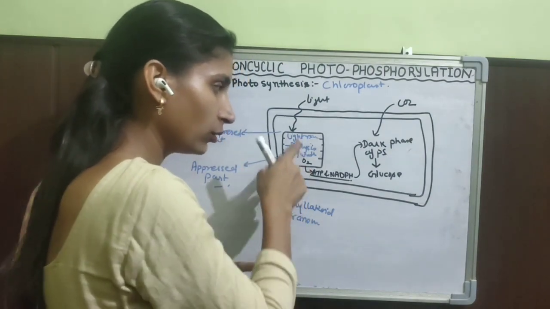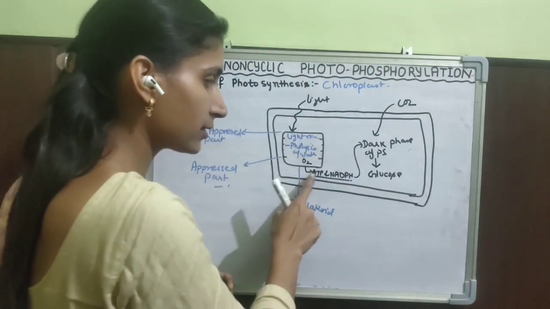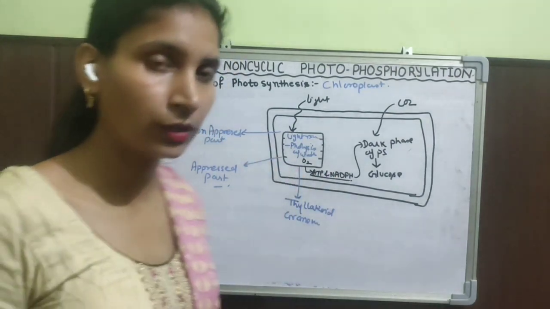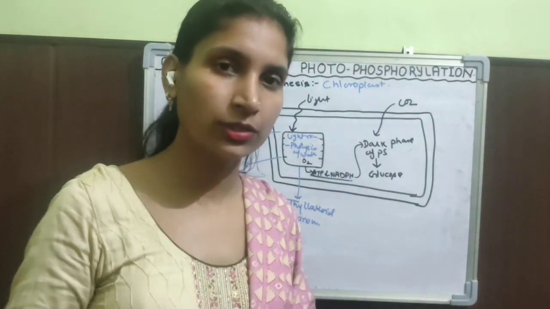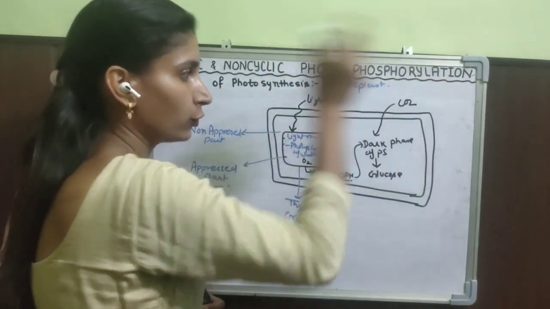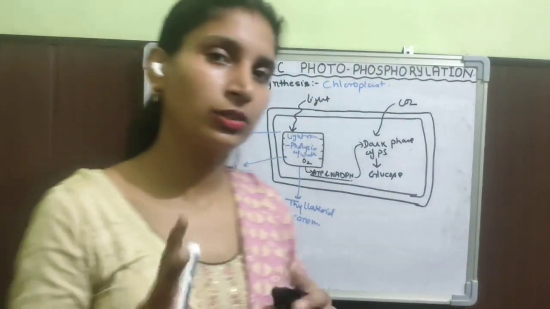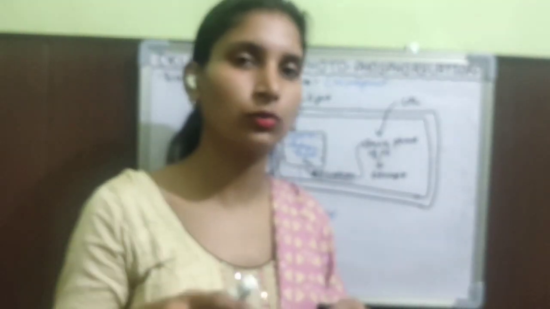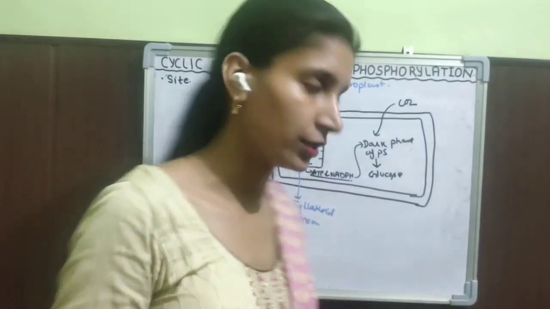The final products of the light reaction, that is ATP and NADPH, are phosphate-containing, high-energy-rich compounds. That's why this reaction is called photophosphorylation. Photosynthesis occurs in two phases. One is the light phase, in the presence of light. The second is the dark phase, which utilizes the products of the light phase.